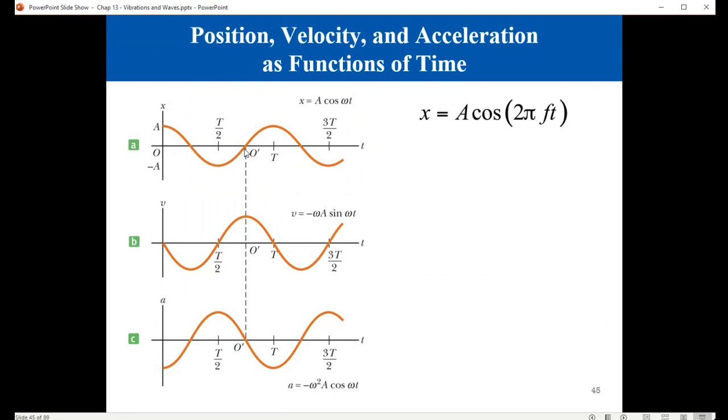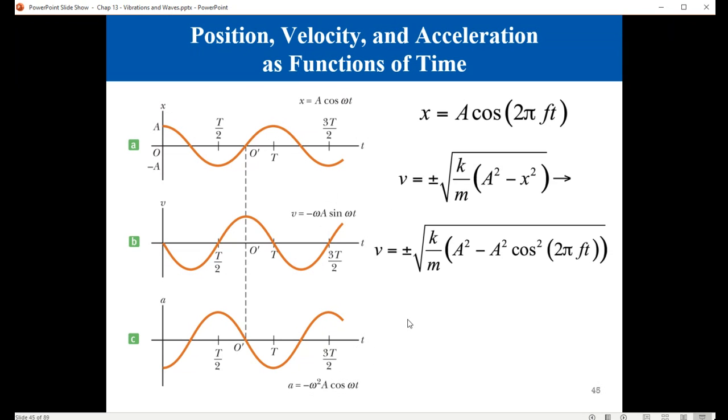So here we see this sinusoidal function representing the motion very nicely. The maximum displacement is a, the amplitude. And here, this is half a period. This is a full period. This is a 3/2 period, okay? And the motion continues. For the velocity, it is minus omega a sine omega t. And for the acceleration, it is minus omega squared a cosine omega t. Okay? This is how we derive these equations.